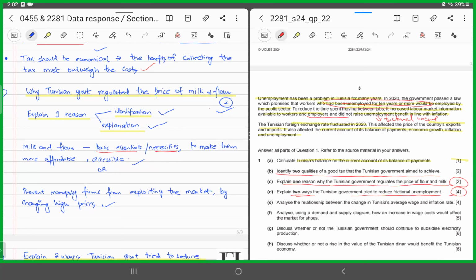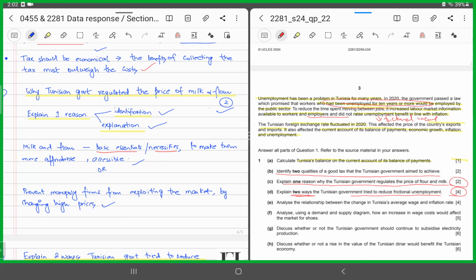Now, like I had discussed earlier, from 2014 till 2018, the change in the average wage rate had been more than the inflation rate, which means the real wages were rising. From 2018 to 2020, the inflation rate was more than the change in the average wage rate, which meant that the real wages were falling.